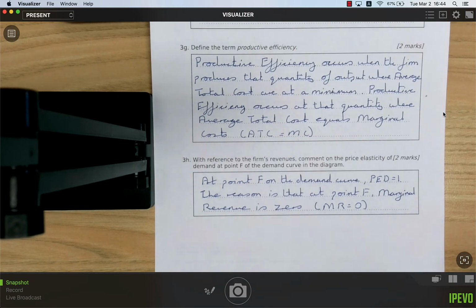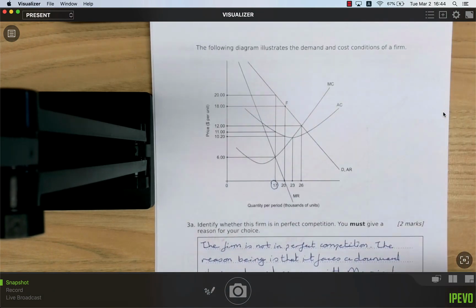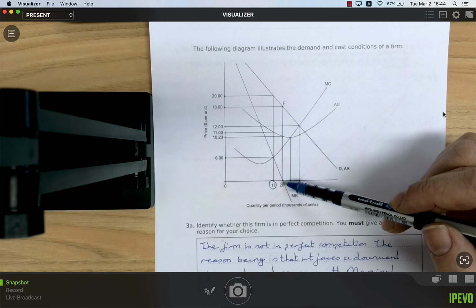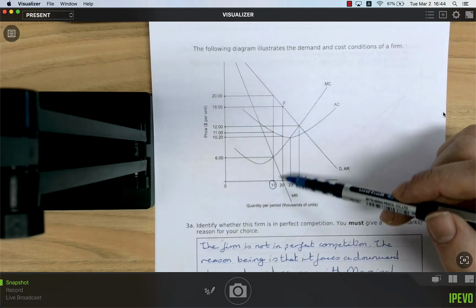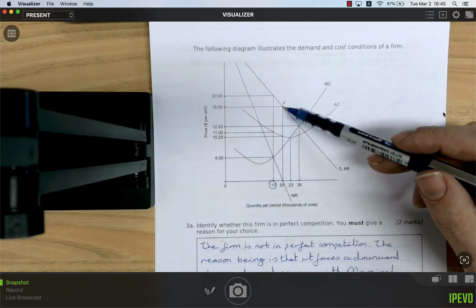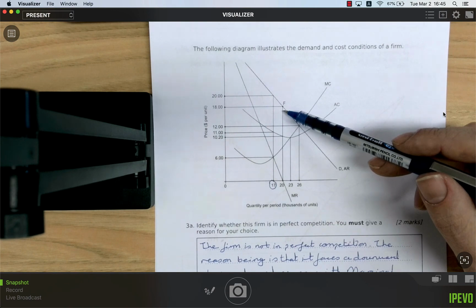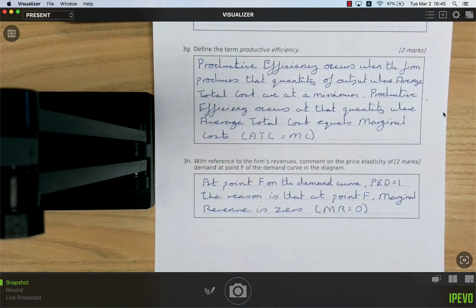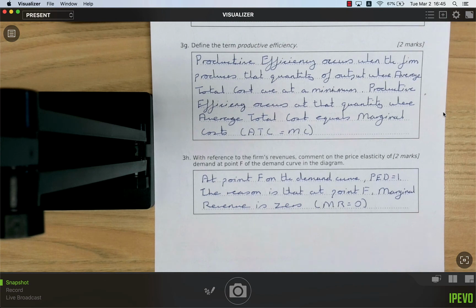With reference to the firm's revenues, comment on the price elasticity of demand at point F of the demand curve in the diagram. Right, well, point F is here, just on the diagram there. Now, what I want you to see is at point F, MR equals 0. So at that quantity, marginal revenue equals 0. When marginal revenue equals 0, the demand curve at the point above it, where it touches, which is F, the PED for the good has to be unit elastic, which is a PED of 1. So at point F in the demand curve, PED equals 1. The reason is that at point F, marginal revenue is 0.